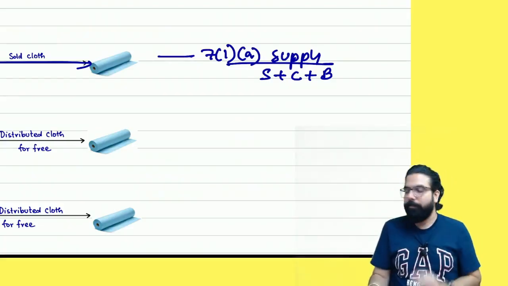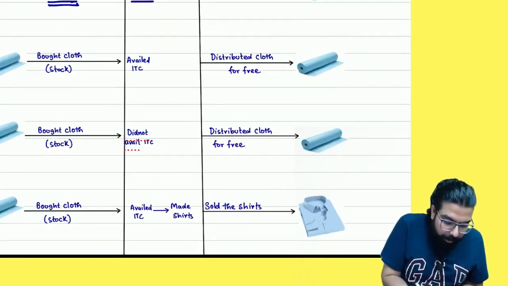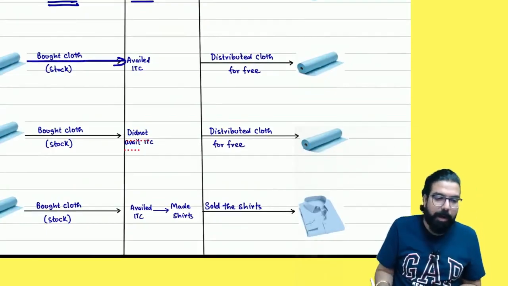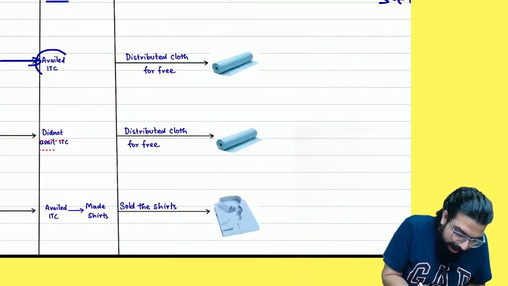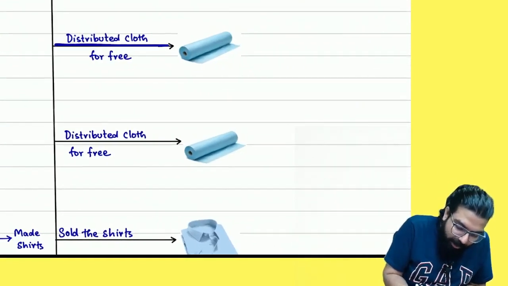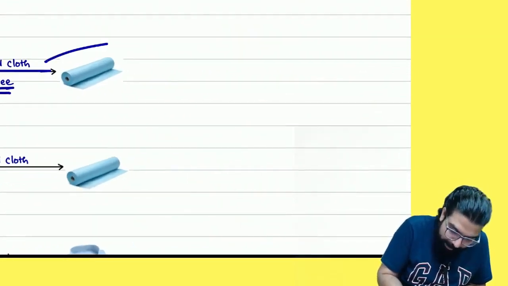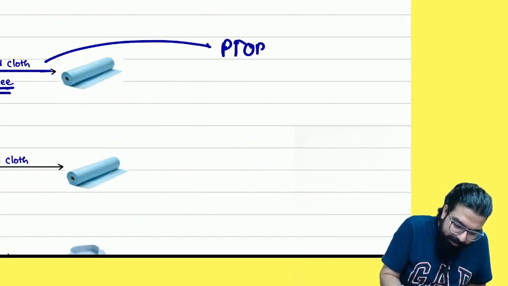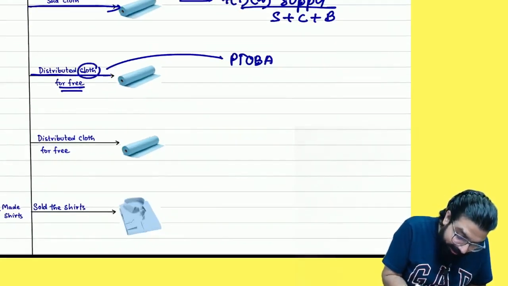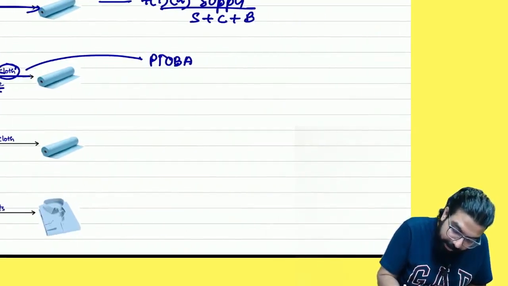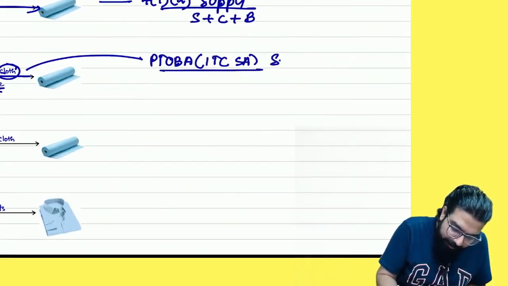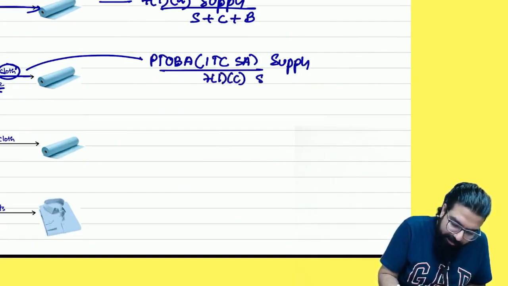Can we go ahead, everyone? Next. I bought cloth. I took the ITC. I gave the cloth for free. One minute. Is it a permanent transfer of a business asset? Did I take the ITC on the cloth? ITC availed on such asset. Is it supply? Section number 7(1)(c), Schedule, paragraph number. Please tell me, everyone.